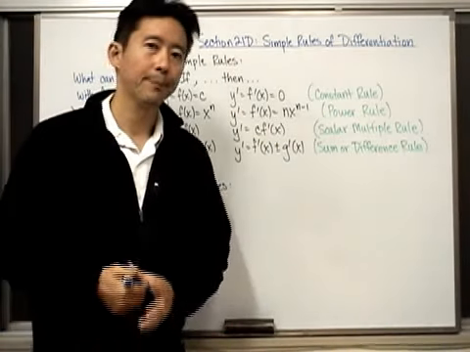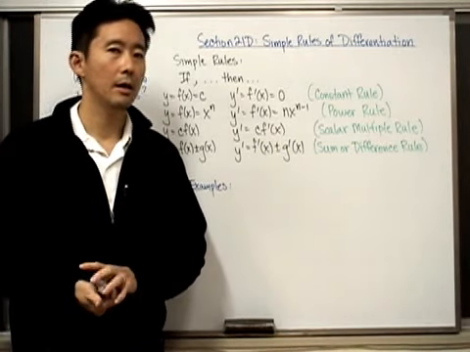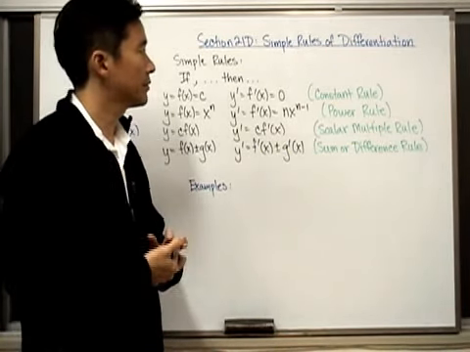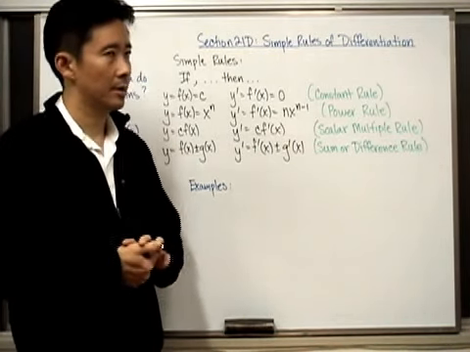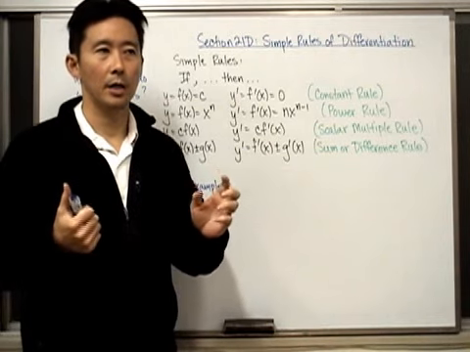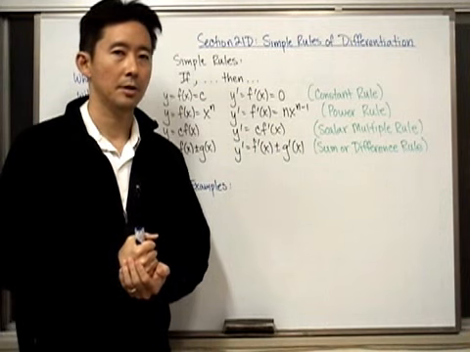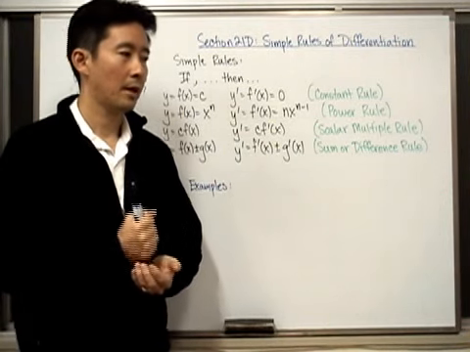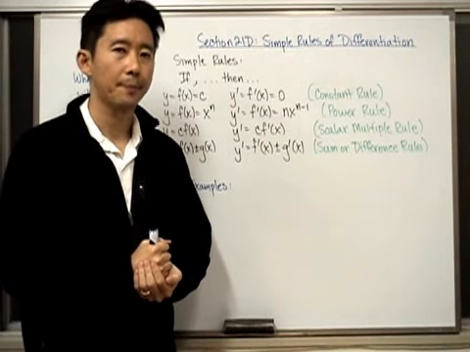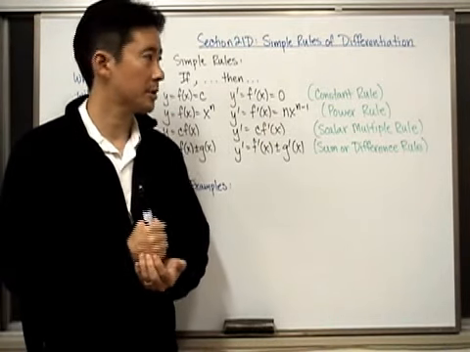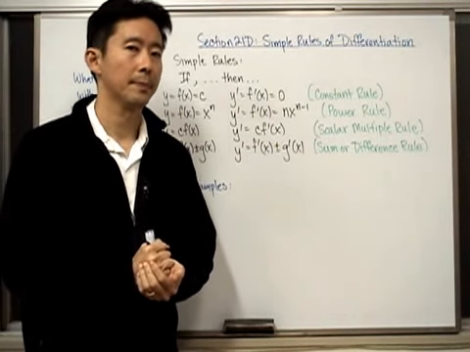Okay, hello everyone. What we'll take a look at today is section 21D, which are the simple rules of differentiation. Now in previous sections, we've taken a look at how to calculate the instantaneous rate of change for a function using our fundamental first principles. And that took quite a bit of time because there's so much algebra involved with finding the derivative function.